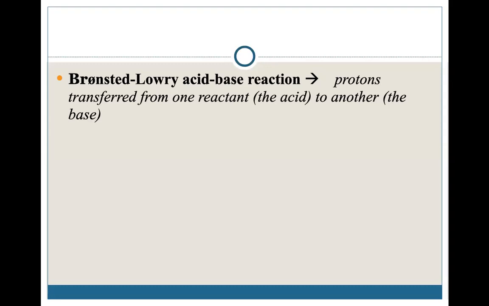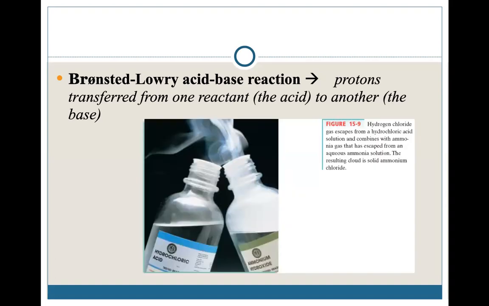So a Bronsted-Lowry acid-base reaction is where protons are transferred from the acid to the base. Now here you've got at the bottom of the screen, you can see you've got hydrochloric acid, which is HCl. And you've got ammonium hydroxide, which is NH4OH. And because it's in solution, this is going to be hydrogen ions and chloride ions. This is going to be ammonium ions and hydroxide ions. So the hydrogen ions are going to be donated to the hydroxide ions and form water.